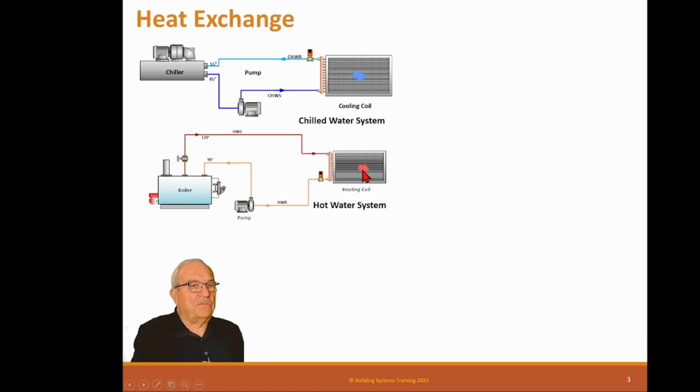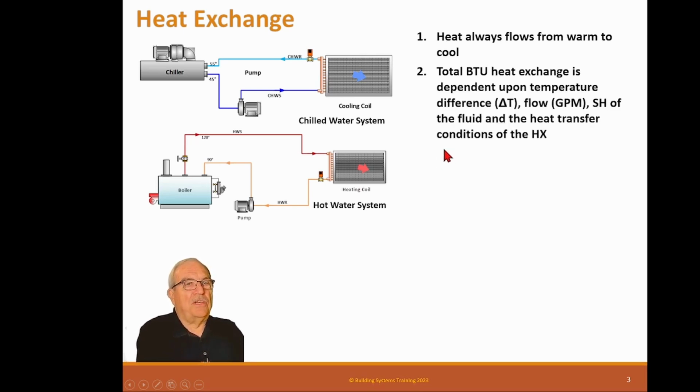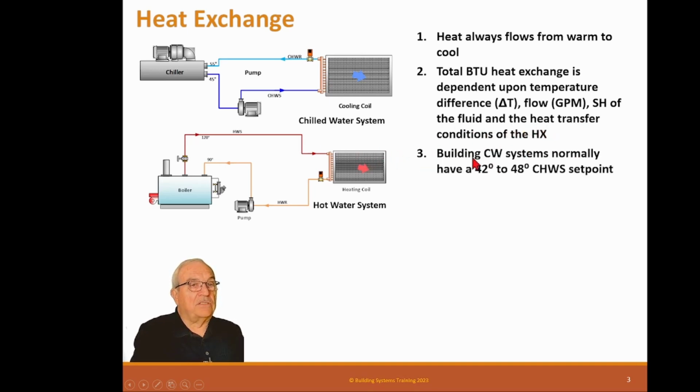This is a hot water system, and of course it still has a coil just like the cold water system, and it circulates the water through the system. This one circulates it this way, this one circulates it this way. So heat always flows from warm to cool. Remember that heat never flows the other way. So hot makes cold things warm, and heat always flows in that direction. Total BTU heat exchange is dependent upon temperature difference, the delta T, flow, GPM, sensible heat of the fluid, and the heat transfer conditions of the heat exchanger. Those are the things that make it efficient, or how much heat it actually transfers.